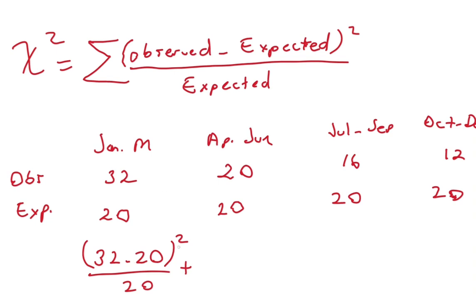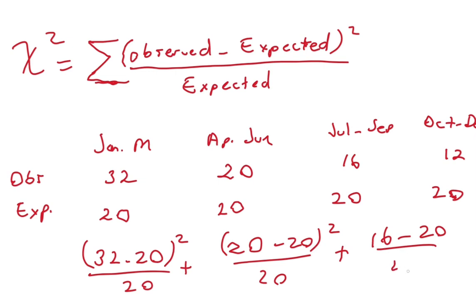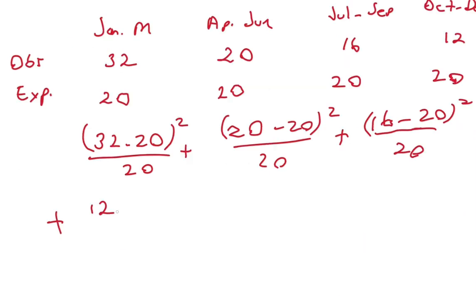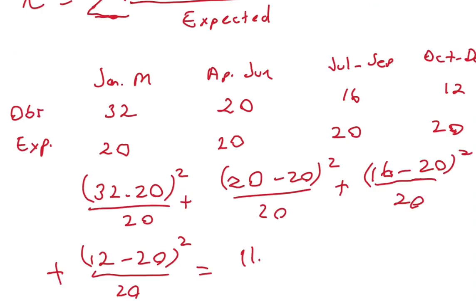And (32 minus 20) squared over 20, because this is sum notation. So if we apply the formula, we are going to have (20 minus 20) squared over 20 plus (16 minus 20) squared over 20, and so on. Our chi-square in this case will be 11.2. What does this mean?